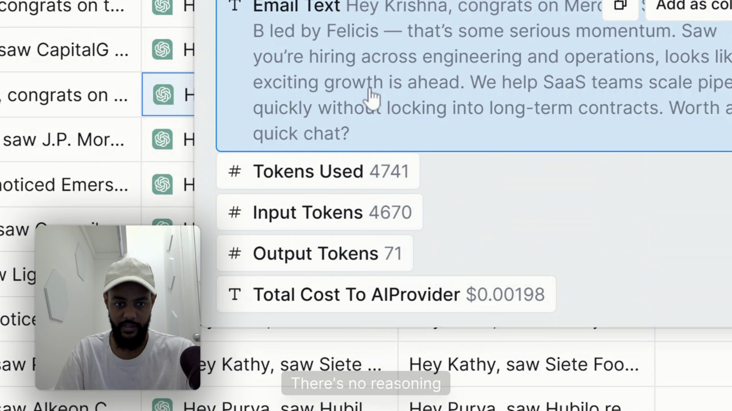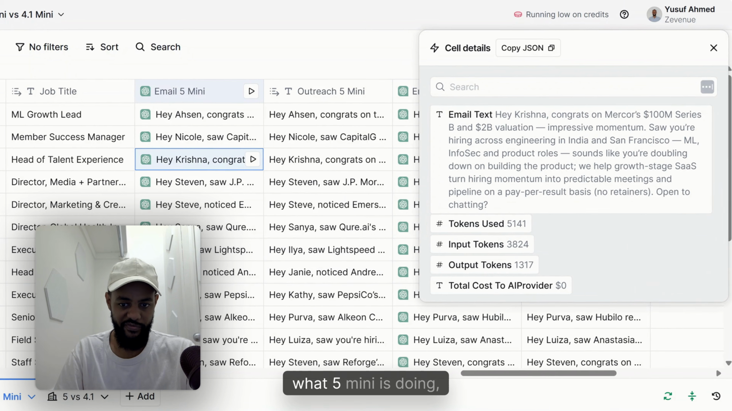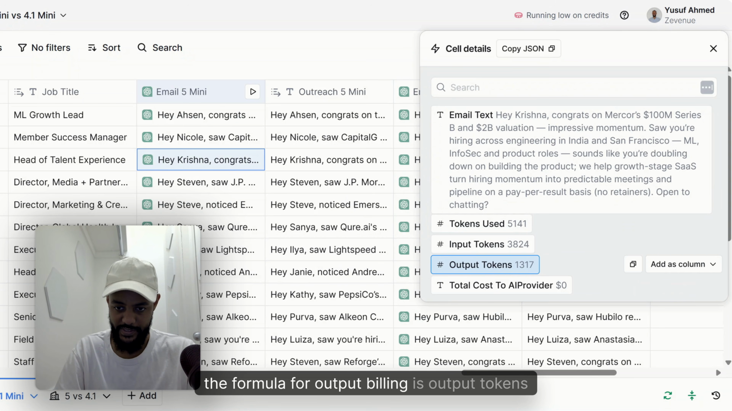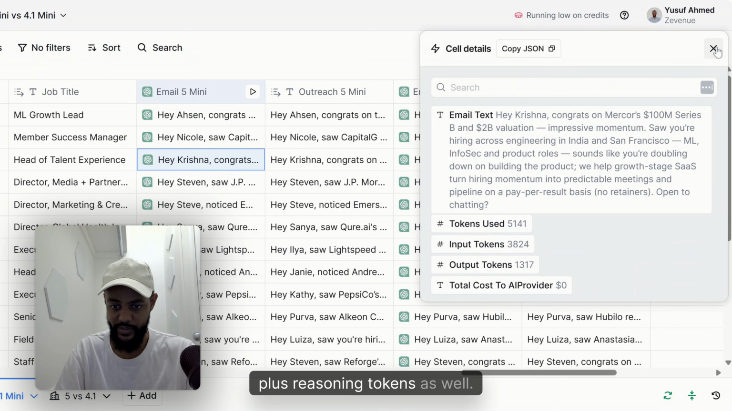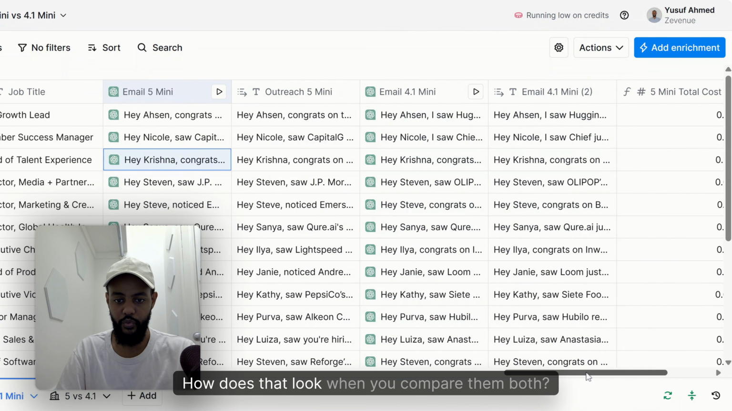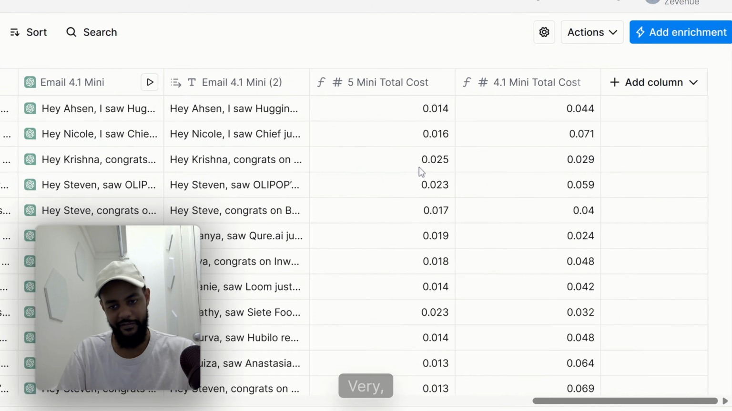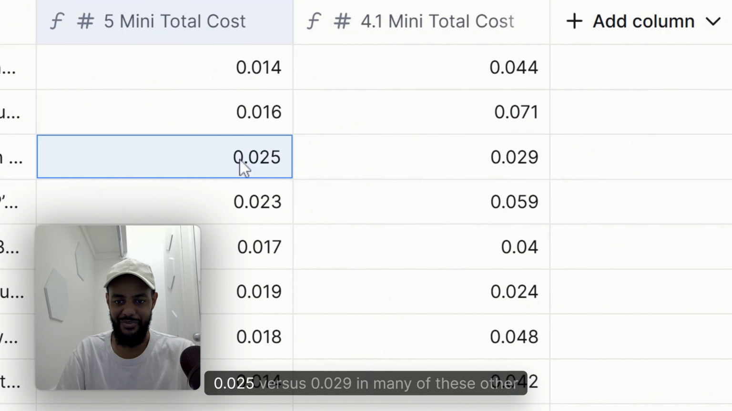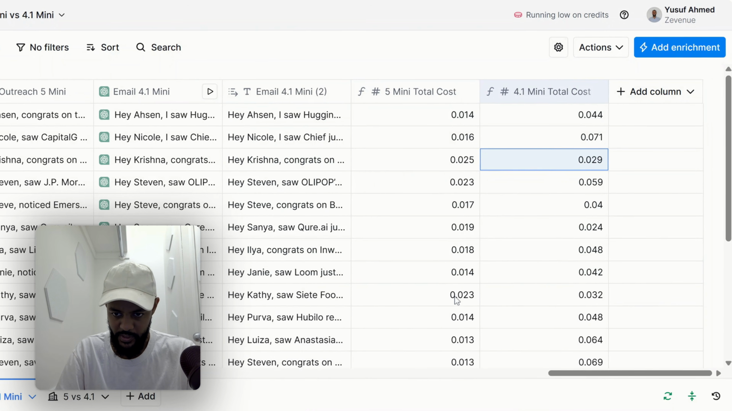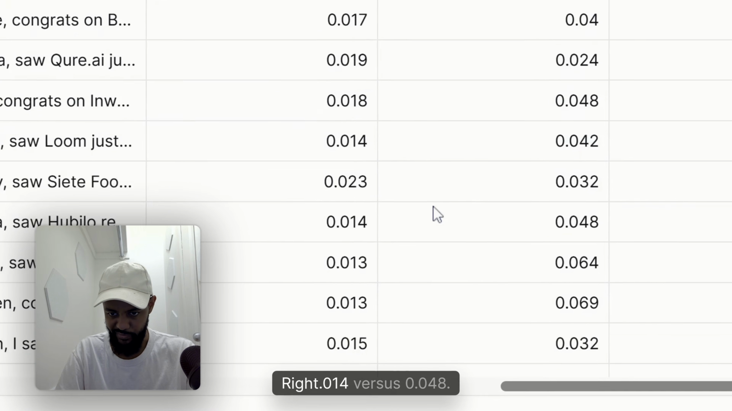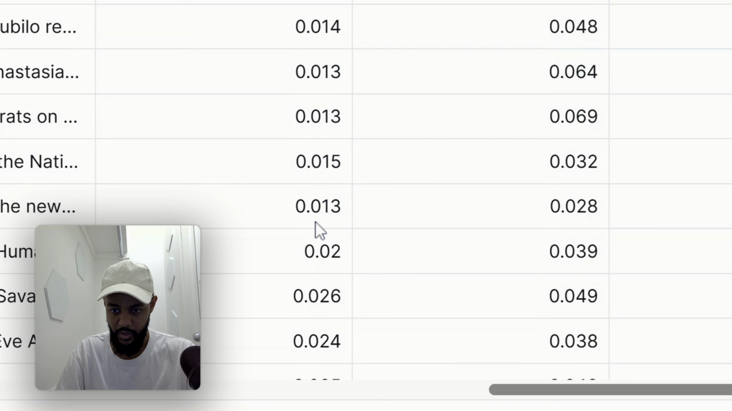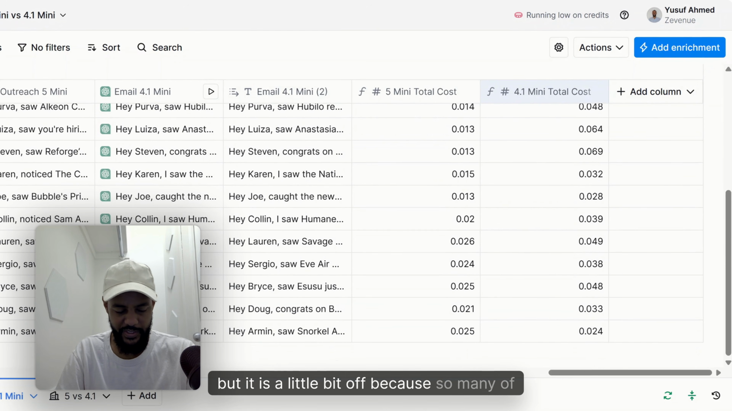There's no reasoning compared to what 5 mini is doing, since the formula for output billing is output tokens plus reasoning tokens as well. And there's so much reasoning that goes into this reasoning model. How does that look when you compare them both? Very, very close, right? 0.025 versus 0.029. In many of these other examples, it's a little bit more stark, right? 0.014 versus 0.048.